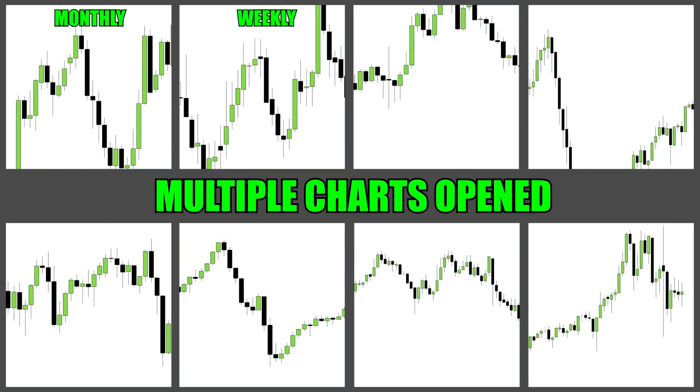Once you understand this concept deeply, you'll reach a point where you can mentally visualize how a different time frame would look without even switching charts.